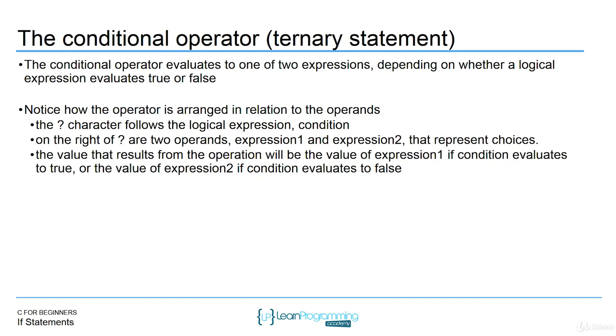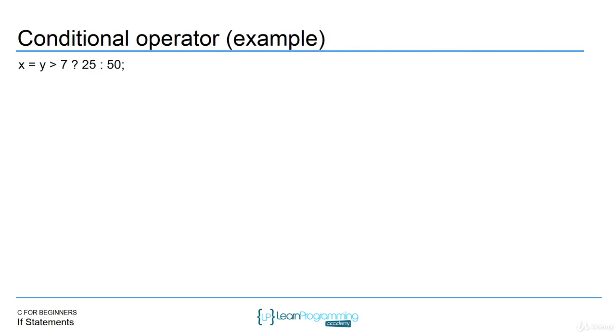Also notice how the operator is arranged in relation to the operands. The question mark character follows the logical expression condition. To the right of the question mark are the 2 operands, expression 1 and expression 2. They represent the choices. The value that results from the operation will be the value of expression 1 if the condition evaluates to true, and then the value of expression 2 if it's false. So exactly what I said, if, else. Let's look at an example.